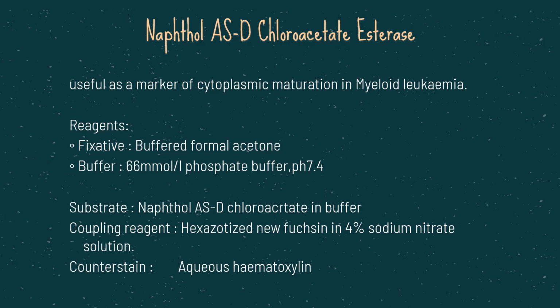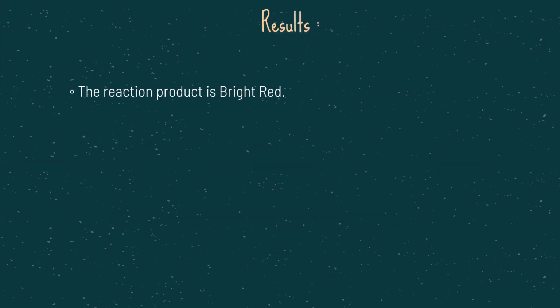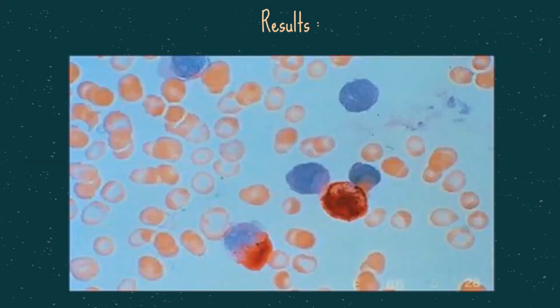Okay, segmenters. Okay, but negative in monocyte stages. Okay? So positive sa myelocytic series, negative sa monocytic series. Okay, so here is your procedure. Okay, you can again read it on your own. Reaction natin is bright red. Positive reaction is bright red. Okay. So yung mga hindi nag-stain, ibig sabihin it is monocytic.